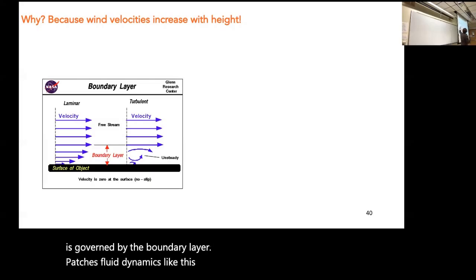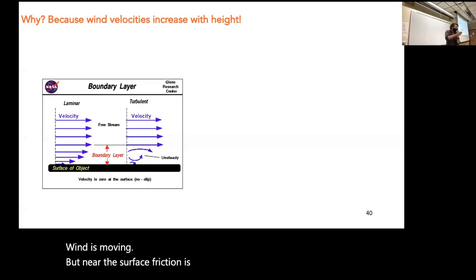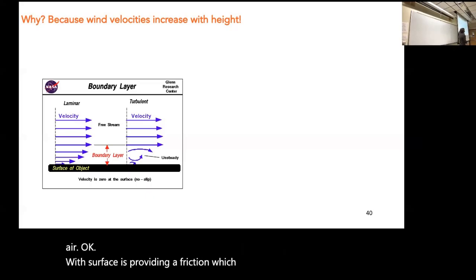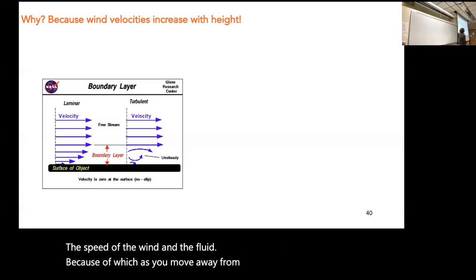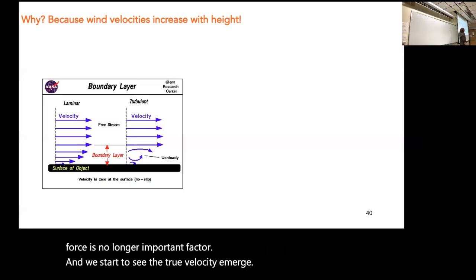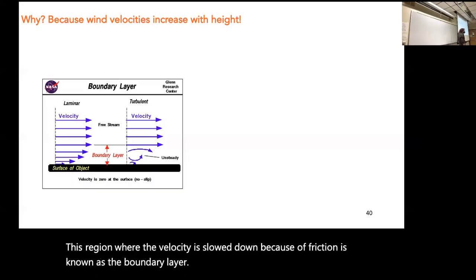This could be water. Wind is moving, but near the surface, friction is slowing down the flow of that fluid or air. Okay, the surface is providing a friction that slows the speed of the wind, of the fluid. Because of which, as you move away from the surface, that friction force is no longer an important factor, and we start to see the true velocity emerge. This region where the velocity is slowed down because of friction is known as the boundary layer. And it's really critical.